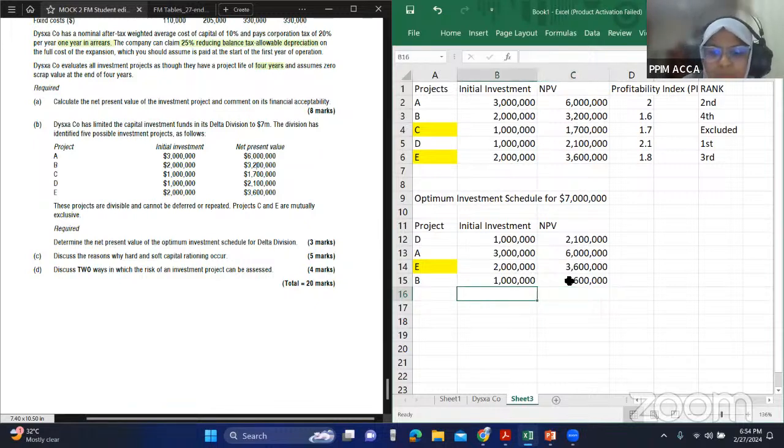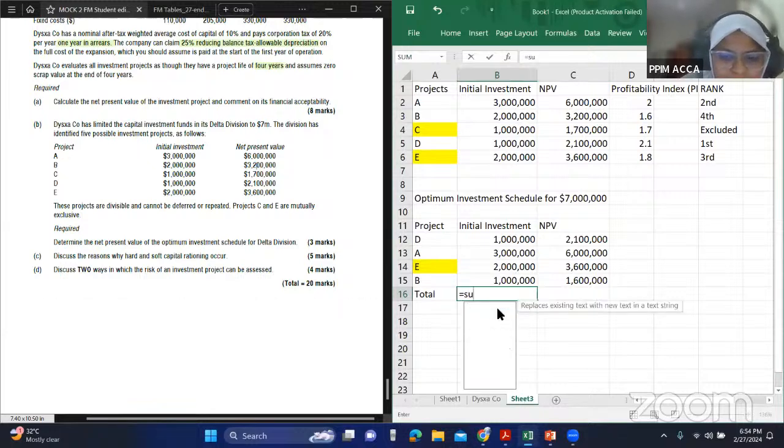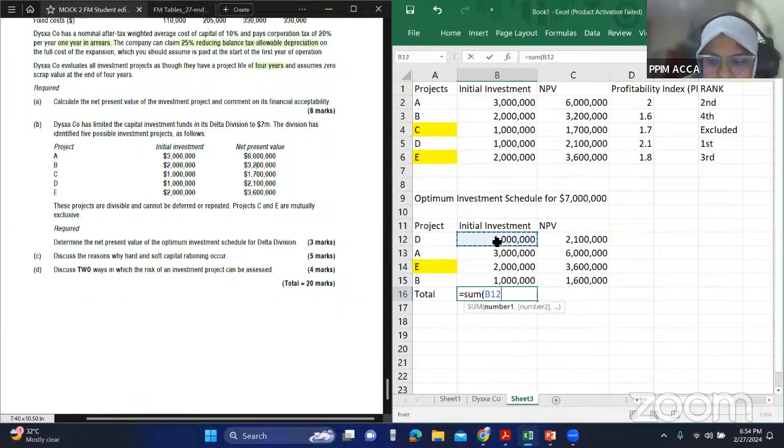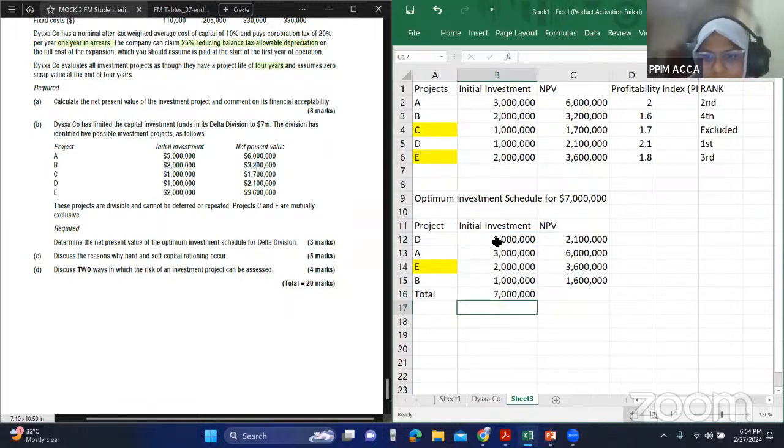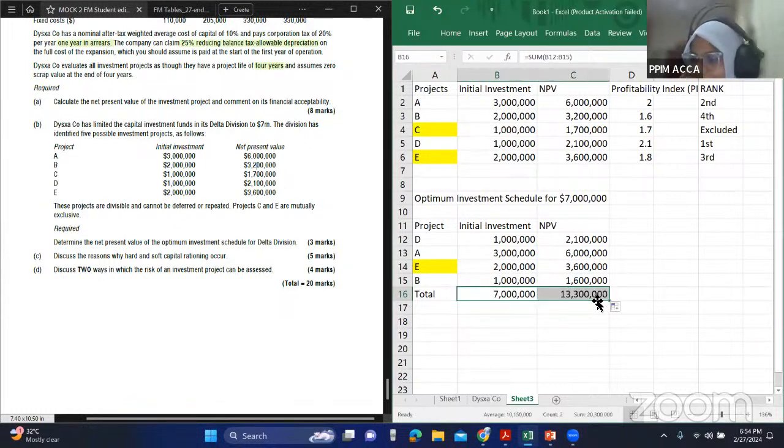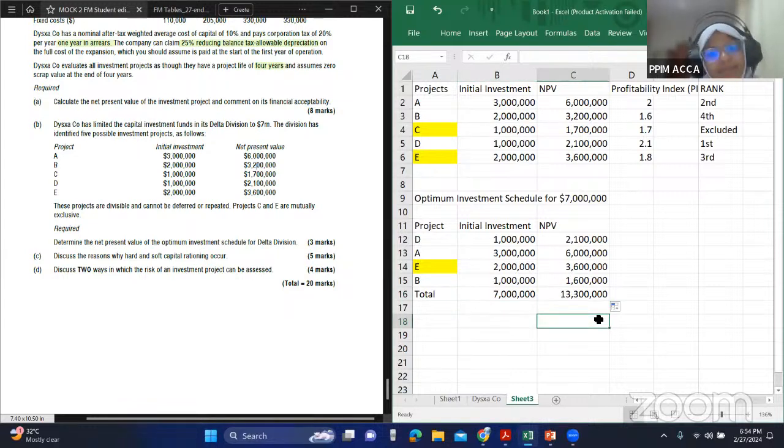Okay. Now we can get totals here. Let's call it the total. The total investment is going to be 7 million. So that's what we had, no problem. And the total NPV, we can just drag this. It's going to be 13.3 million. Okay, so we have answered the question.